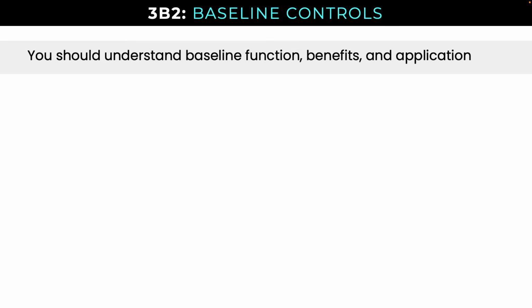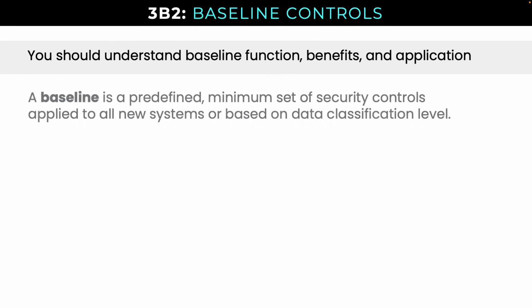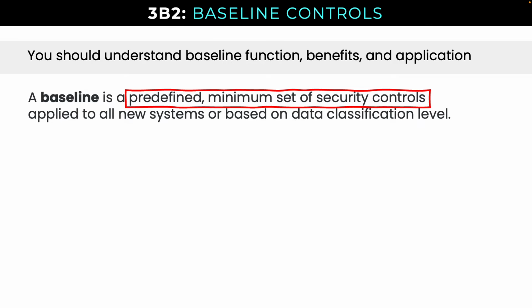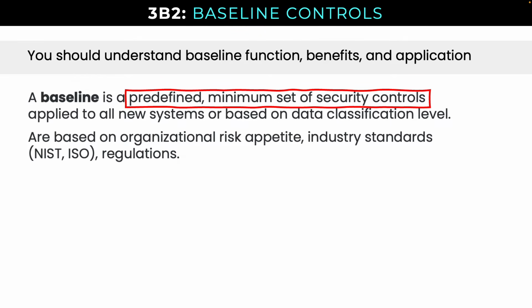So let's talk about control baselines. You want to be familiar with their function, their benefits, how they're used in the real world. So a baseline, to start, is a predefined minimum set of security controls applied to all new systems or to systems based on a data classification level. So they can be based on risk appetite, industry standards, or other regulations. And high-risk assets may require supplemental controls in addition to the baseline.